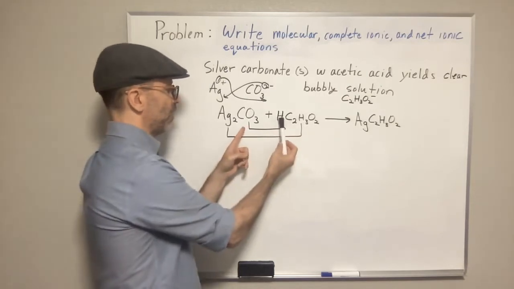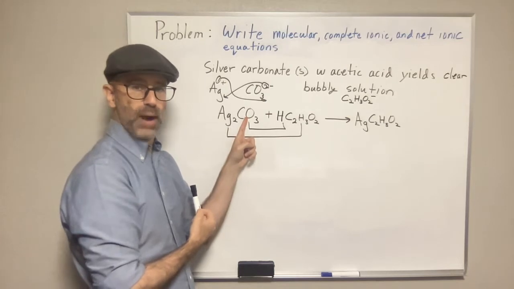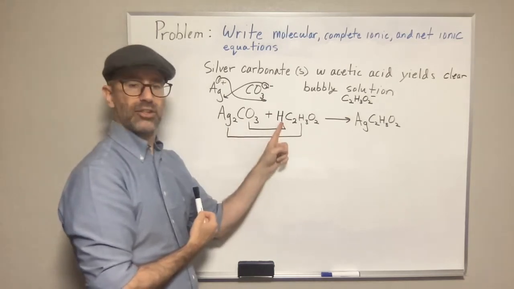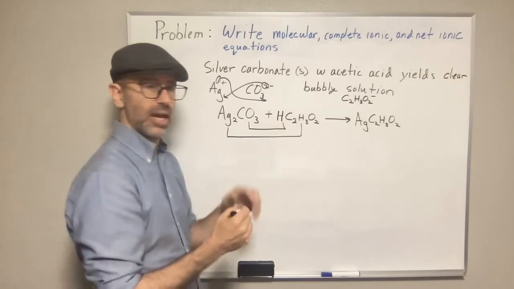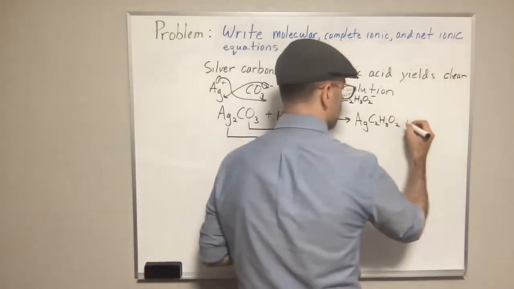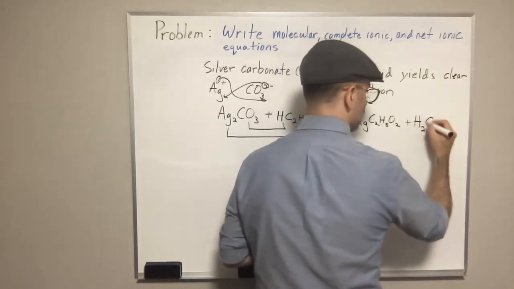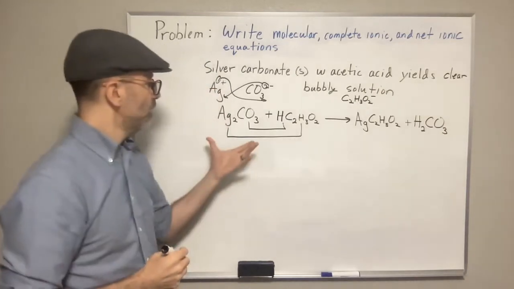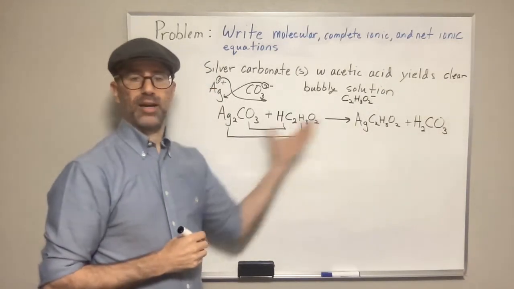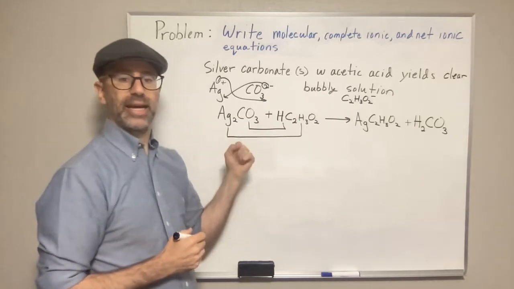And then here I'm going to have the hydrogen going with the carbonate. Carbonate has a 2- charge, and hydrogen has a plus charge. So I'm going to need 2 hydrogens to balance that charge. So here it's going to be H2, so I need 2 hydrogens and then CO3.